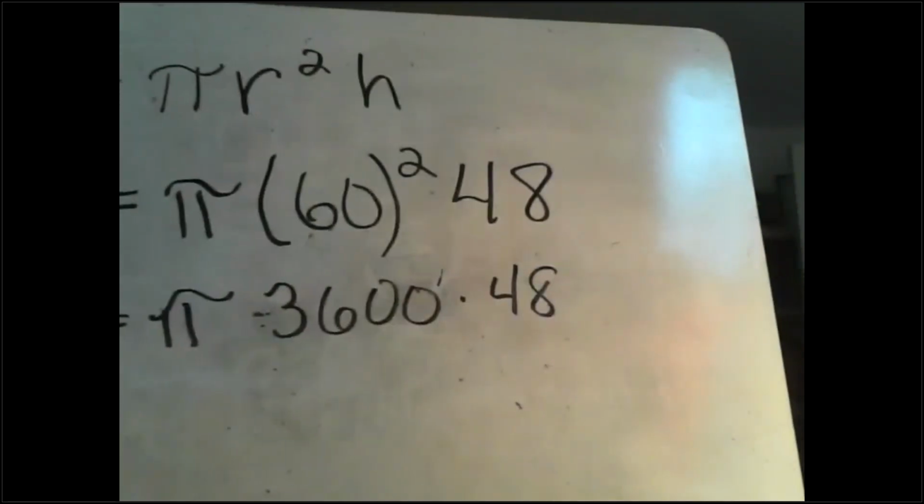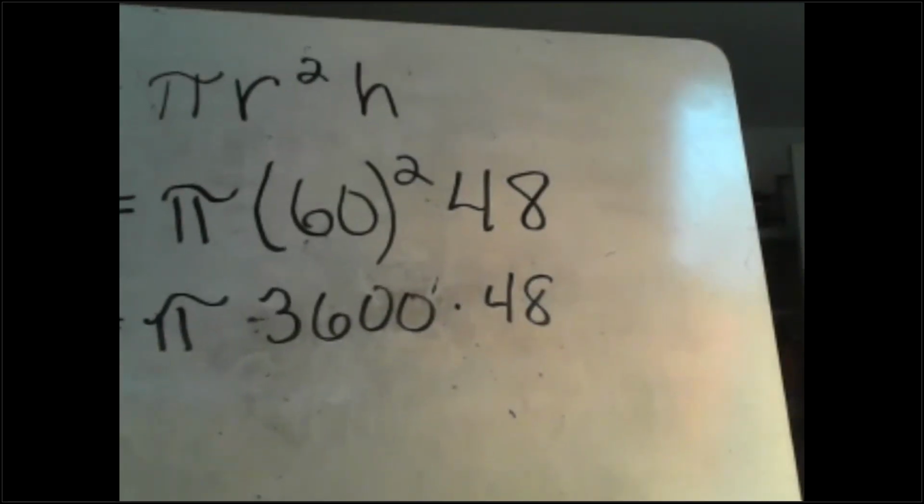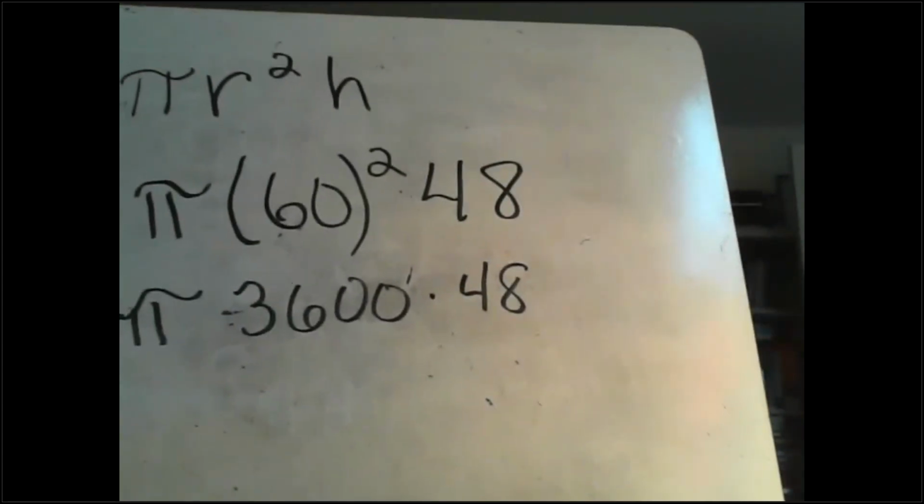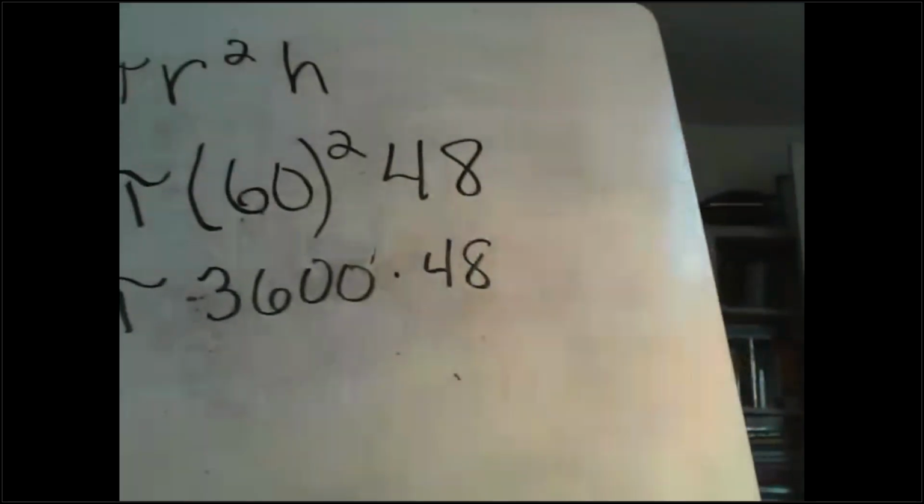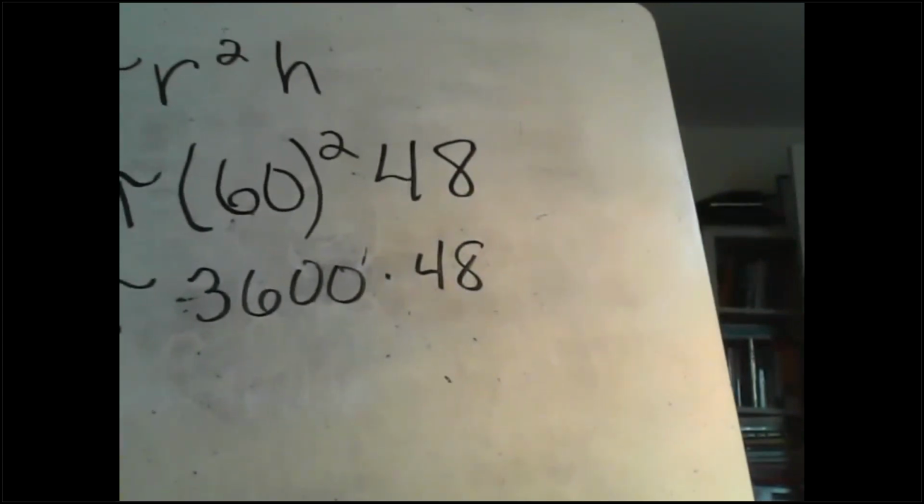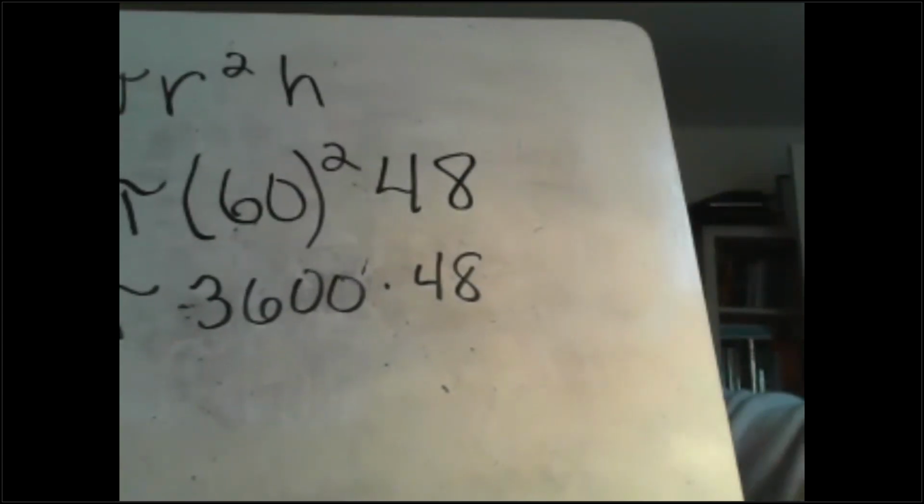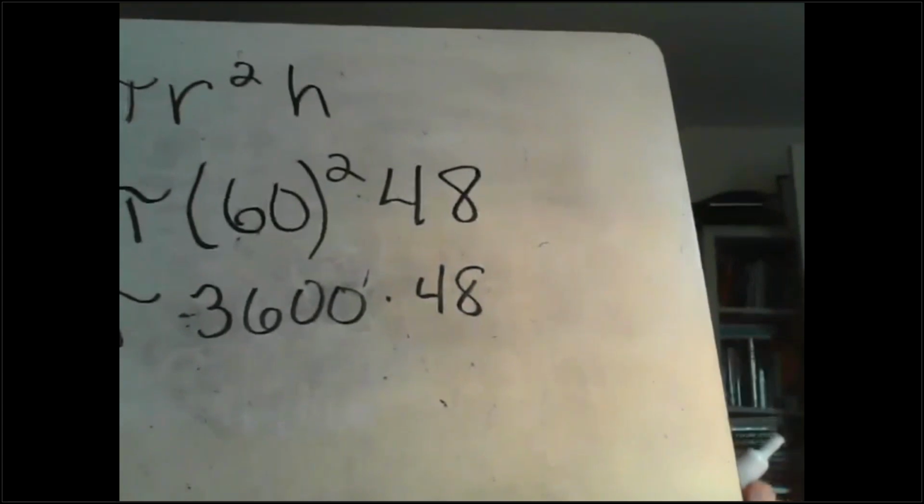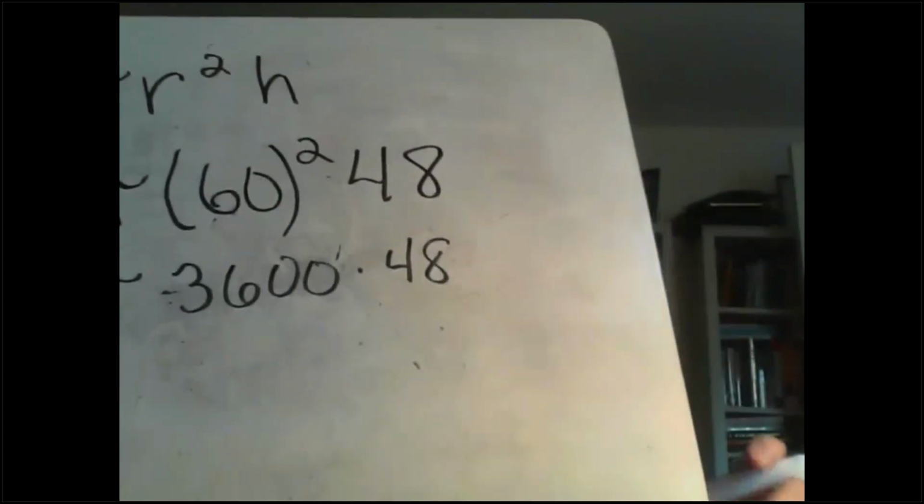We have to multiply all three. We have to multiply 3,600 times 48, which equals 172,800, times pi. 3.14 gives me 542,592. I have no idea what you do next.